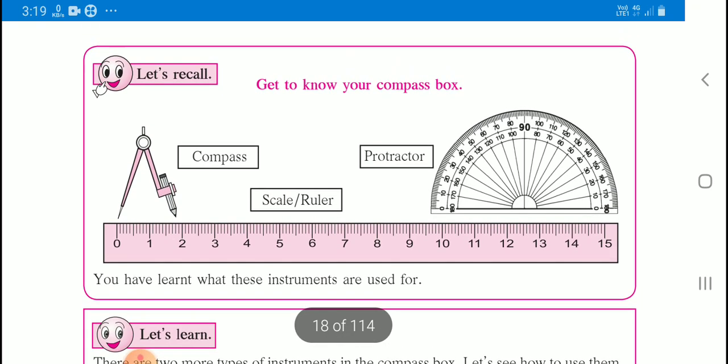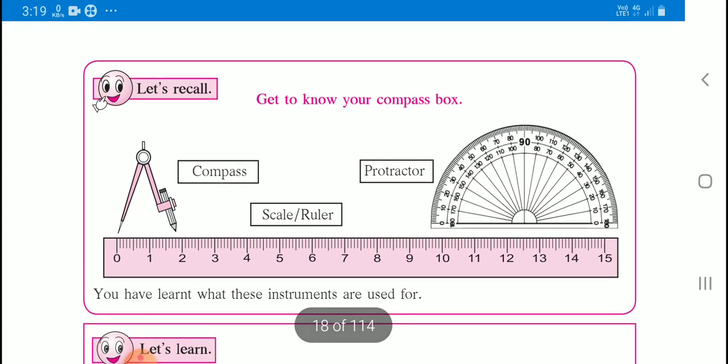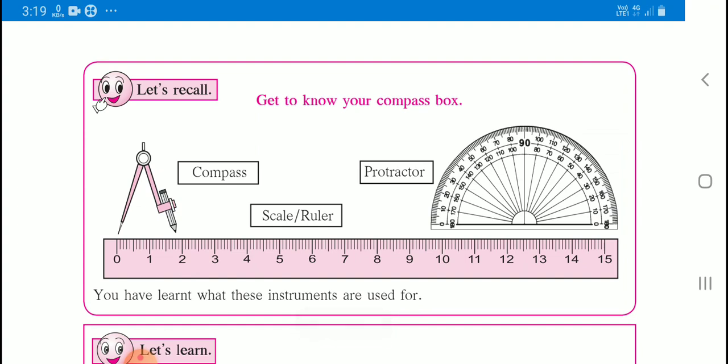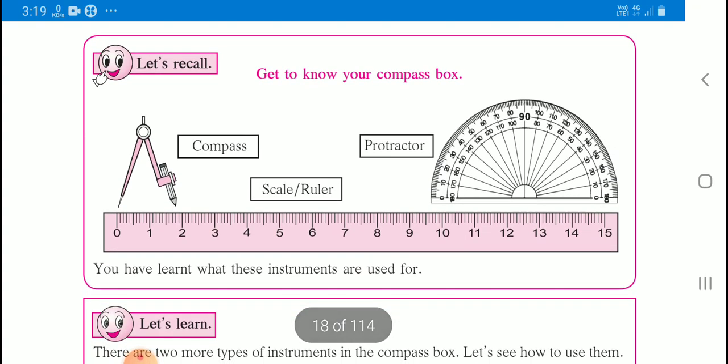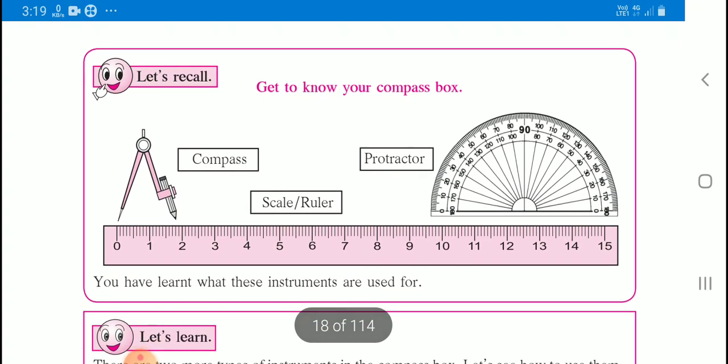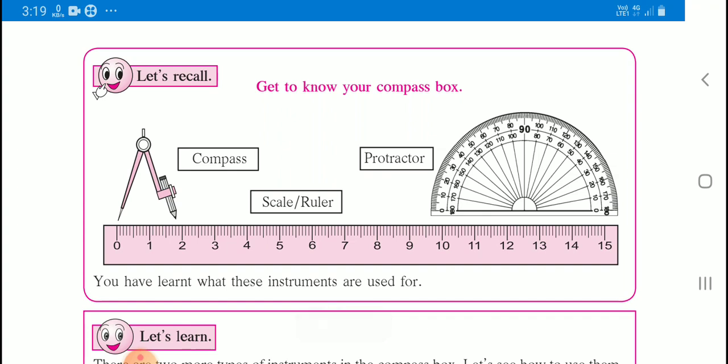We are using the scale to draw line segment, line or joining the points. Next to that is compass. We are using compass for drawing circle. Then arcs. Then we are using compass to take measurements also.